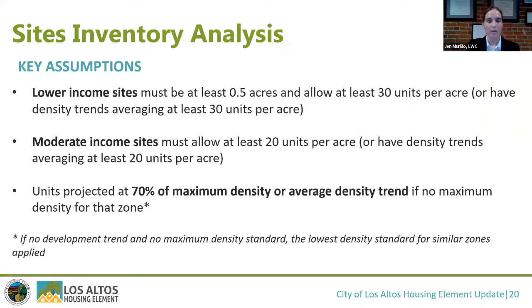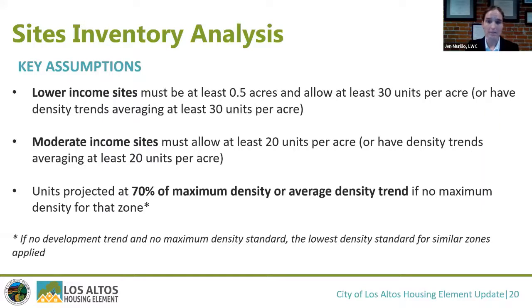So after going through a comprehensive screening, it's then looking at how the income levels are identified for specific parcels that have passed through screening. And that again goes back to guidance from the state. Sites that are identified for lower income housing must be at least a half acre and allow density of at least 30 units per acre.